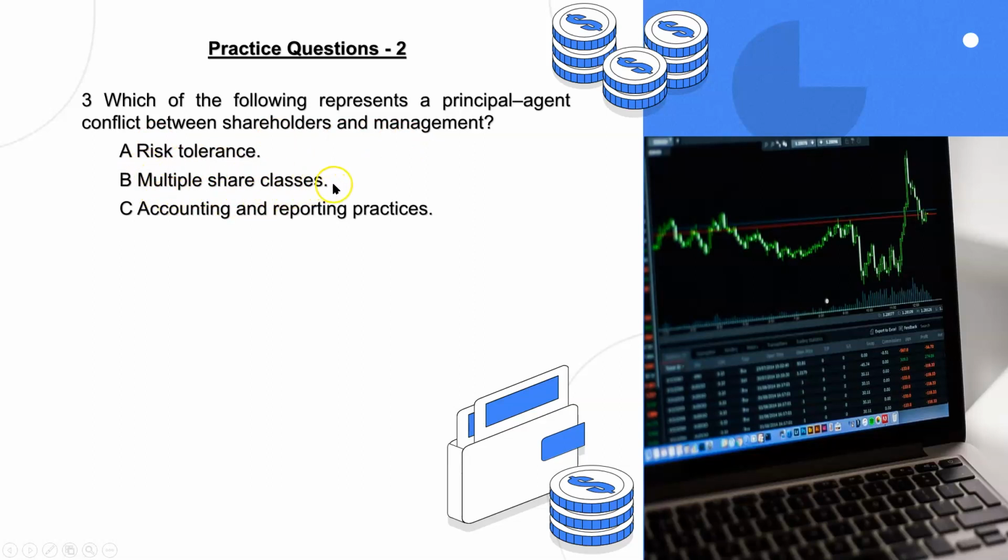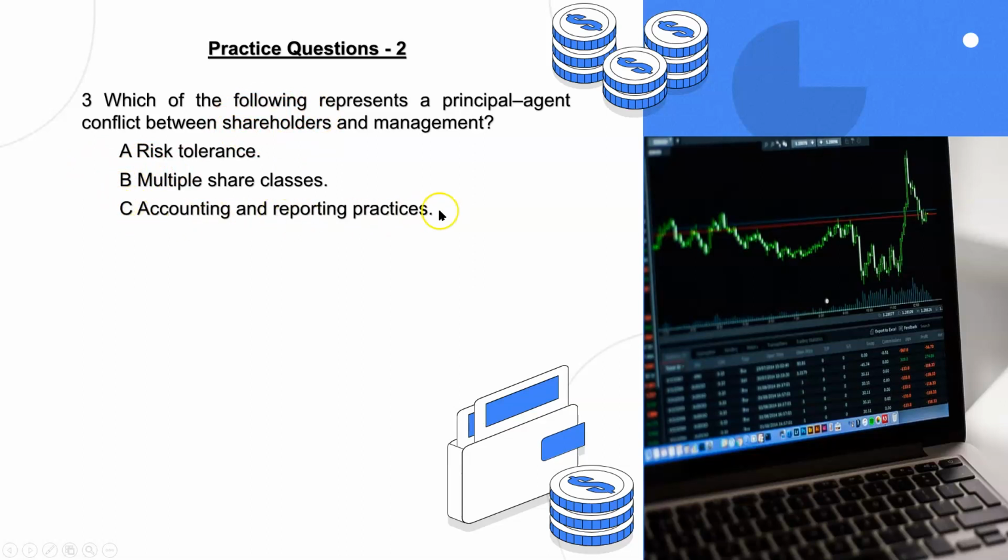Multiple share classes, class A, class B. Certain classes have more voting rights than the others. This is a conflict among shareholders themselves. Management has nothing to do with share classes, because this is between shareholders. So this is the wrong answer.